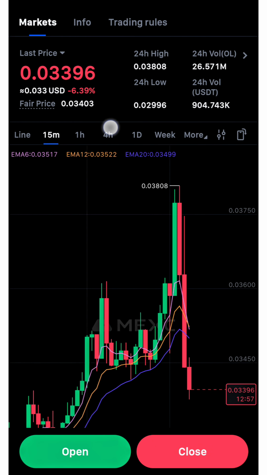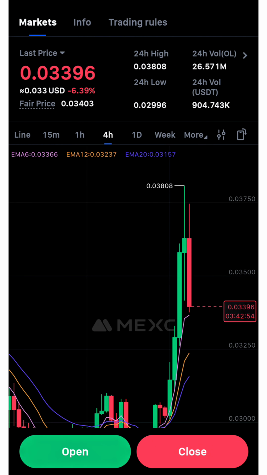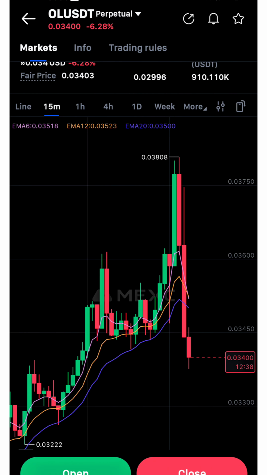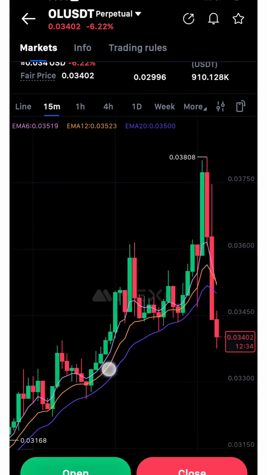Once you pick a token like this, the next thing you do is turn to your 4 hours time frame so that you can see what the market is doing. This actually means that the bears are still gaining momentum in the market, which you can see over here. Right now we are going to go to our 15 minutes time frame, which is where we can find a place to place a trade.